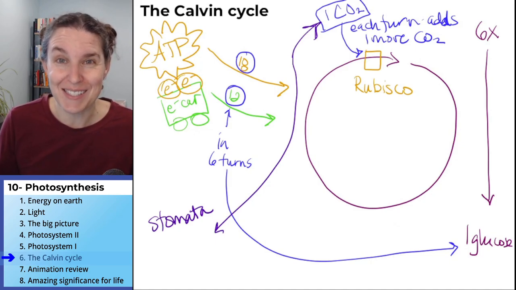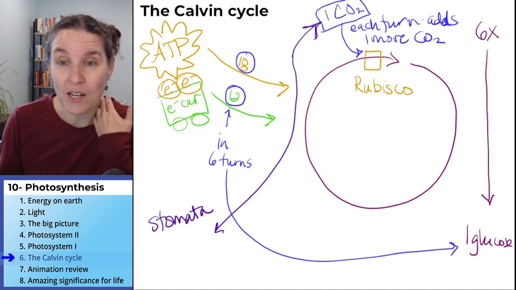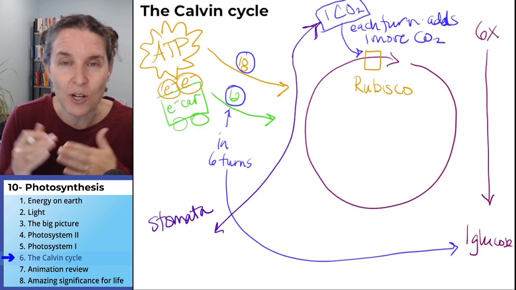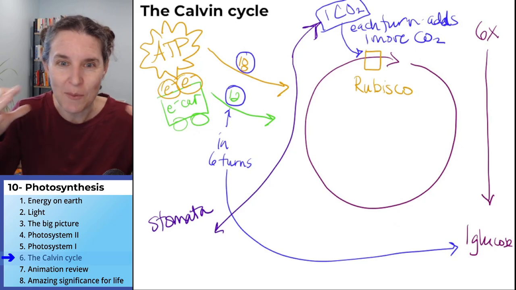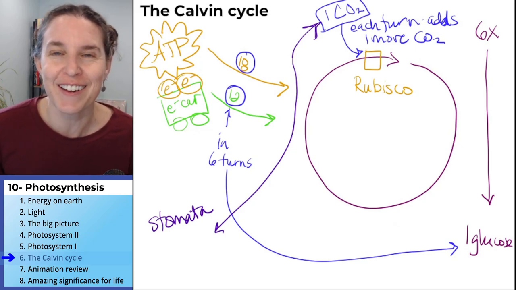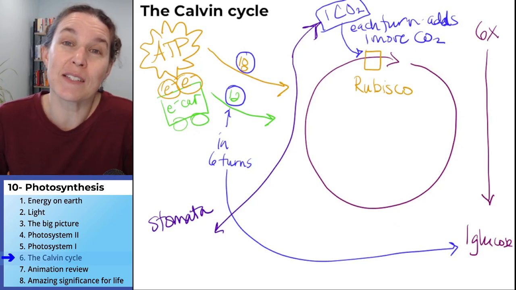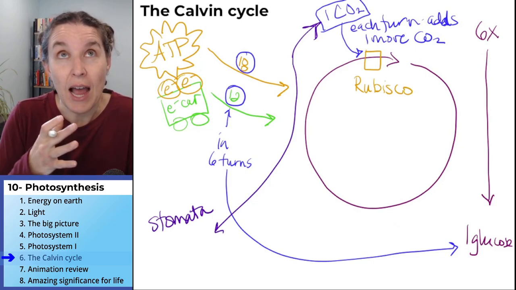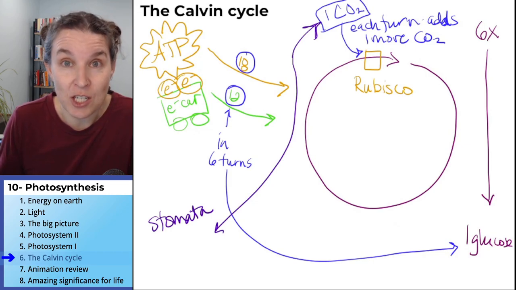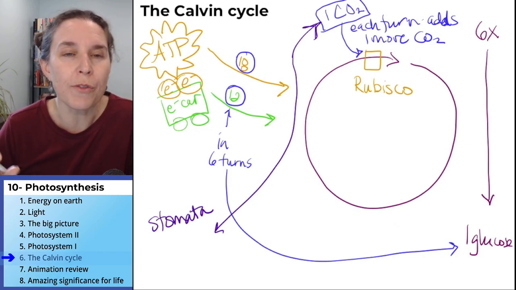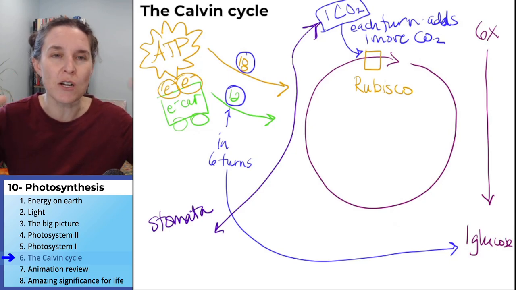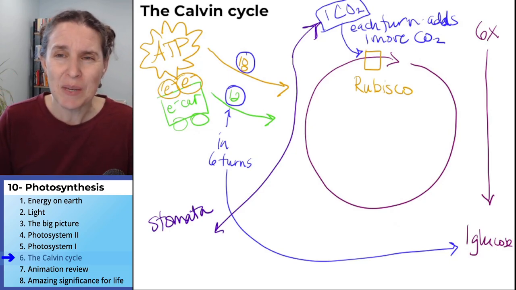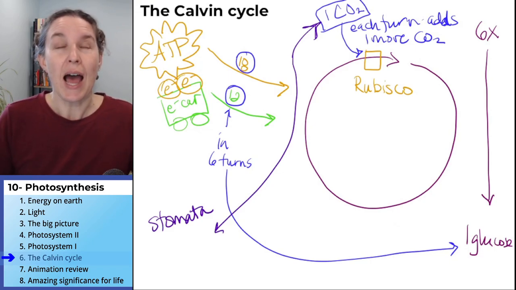Oh my gosh, I just have to know, do you feel overwhelmed right now? Or do you feel like the pieces are all coming together? I hope you feel like the pieces are coming together. In the next section, I did it again. I made us an animation to walk through the whole thing, to review the whole thing from start to finish and watch the pieces, especially in the photosystems, because I think that's the place where it's the hardest to visualize.